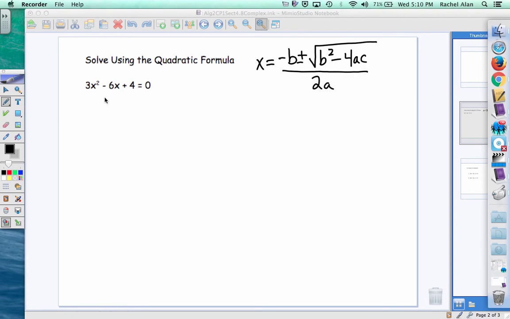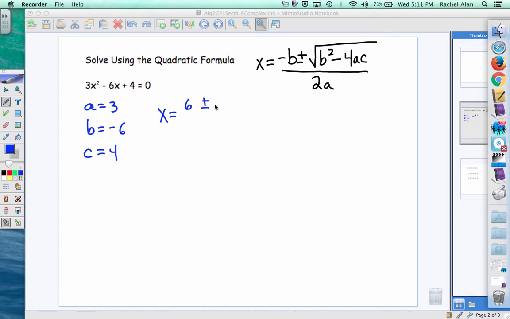Okay, so we're going to look at 3x squared minus 6x plus 4 equals 0. And we're going to first identify a is 3, b is negative 6, and c is 4. We're going to put those into the quadratic formula. So x equals the opposite of b. b is negative 6, so the opposite of negative 6 is positive 6.